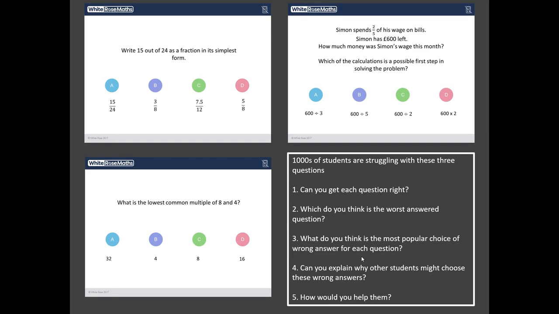And I've got 5 challenges for you. Challenge number 1, can you get each of these questions correct? That might be easier said than done, of course, because these are difficult questions. Challenge 2, out of these 3 questions, what do you reckon the worst answered one is? And then challenge 3, I wonder if you can predict what the most popular choice of wrong answer is for each of these questions, and then get into the minds of the students who've chosen these popular wrong answers and explain why they've chosen them.